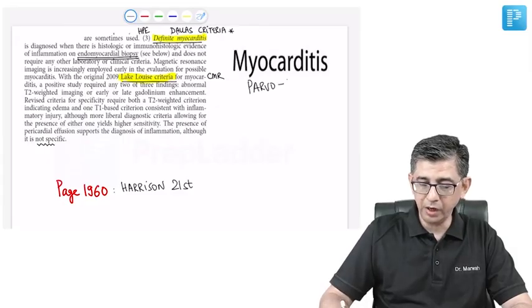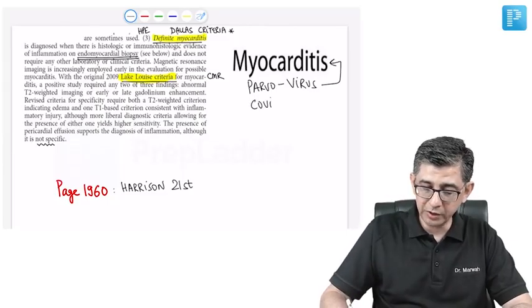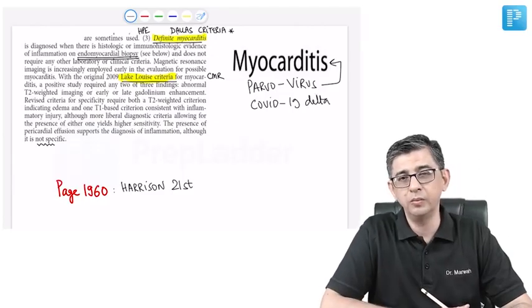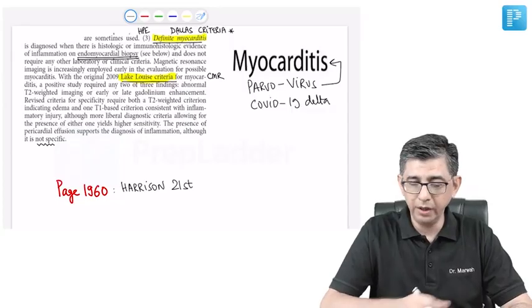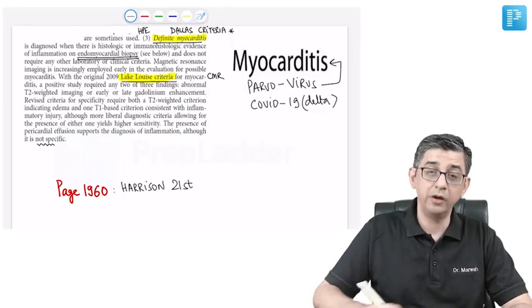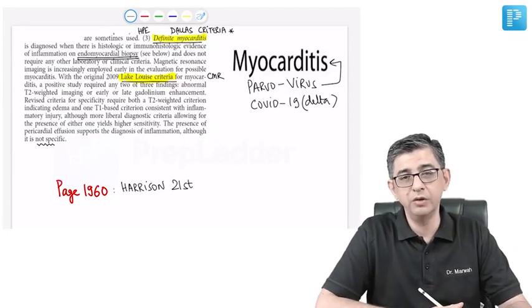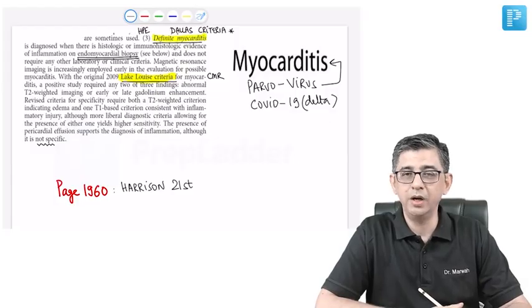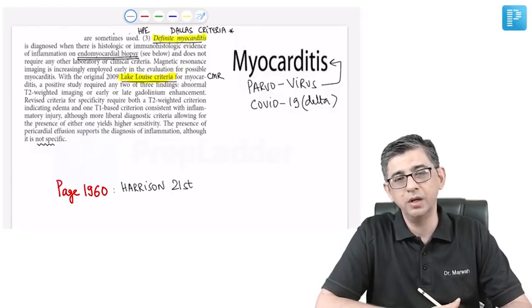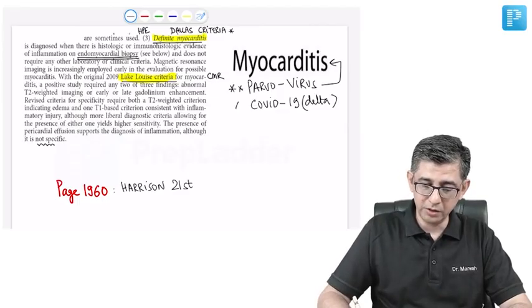Earlier, we used to study primarily Coxsackie B as a cause of myocarditis, but now we study parvovirus, and then obviously COVID-19, especially the Delta strain. We did not see myocarditis coming up with the Omicron strain, but with the Delta strain we did come across cases having myocarditis. In pediatric cases we were not using the word myocarditis, we were calling it MIS-C, multisystem inflammatory syndrome seen in children with COVID-19. These are two important causes of myocarditis that should be remembered.